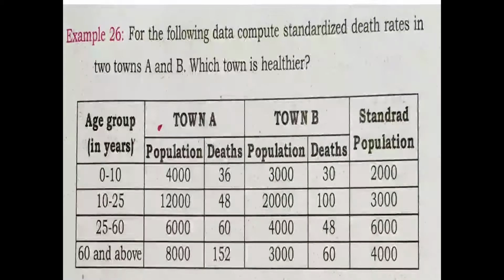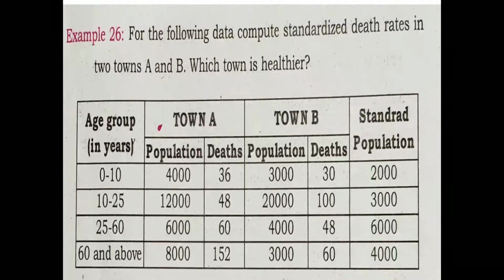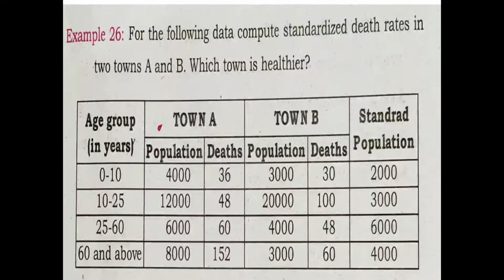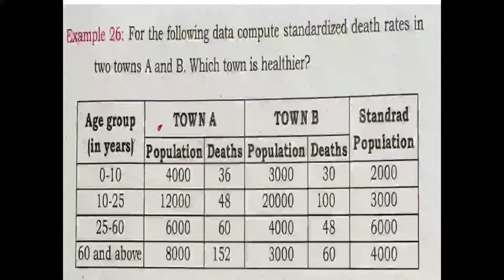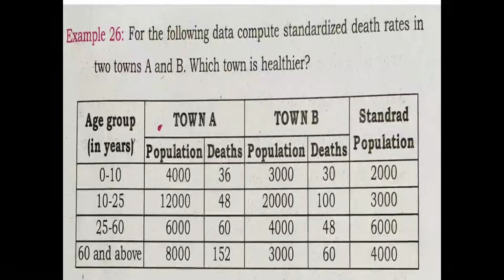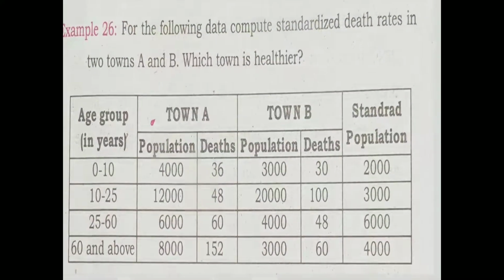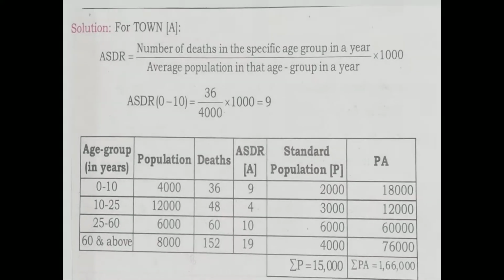Now here we have been given the standard population, and population and deaths of respective towns are given. Now we need to calculate the age-specific death rate for the respective age groups of town A separately, and then you have to multiply with the standard population and then get the answer. Similarly you have to do for town B. Now we shall move on to the solution part.